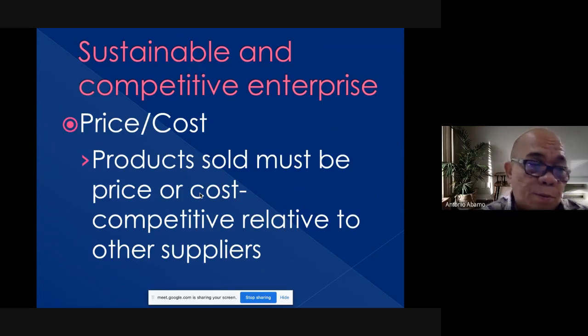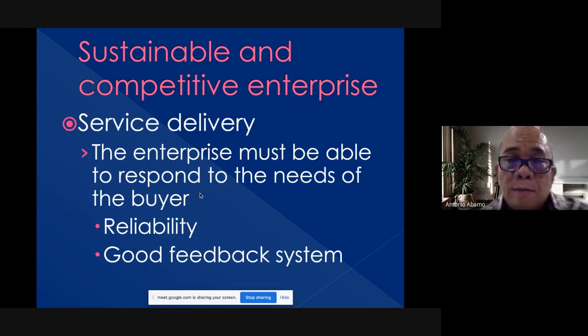Competitive in terms of price and competitive in terms of cost. Here in cost, very important: if you are competitive, you can produce that same volume of products at a minimum or much lower cost of production. Okay, so products sold must be price or cost competitive, in other words, relative to your suppliers. So that's really a very important consideration when we say sustainable and competitive production or production subsystem.